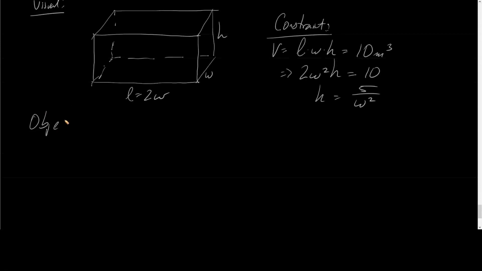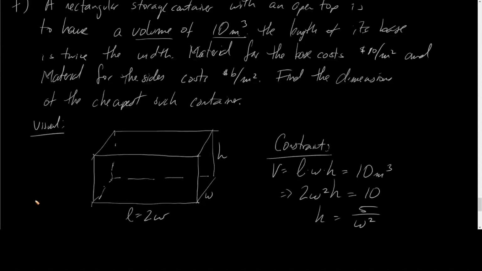And what was our objective here? The objective was to minimize the cost. So we have to come up with some sort of cost function. Now, what do we know about the cost for this? All right, we know that the base costs $10 per square meter.